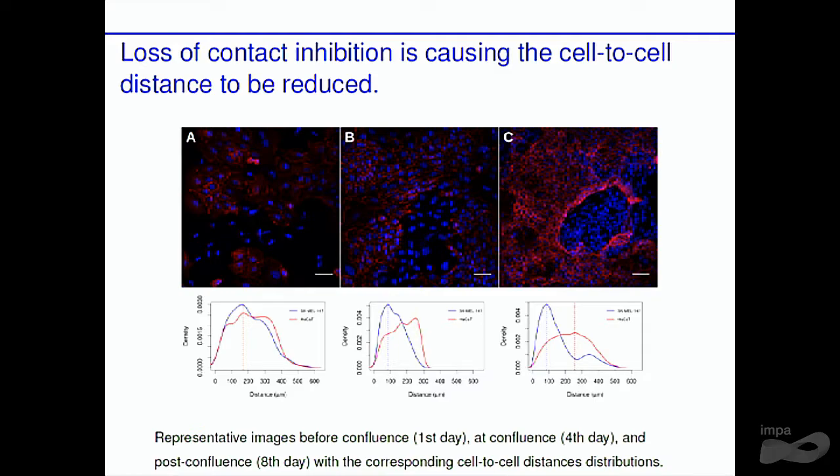However, as time goes, the cancer cells start to get closer to each other, and comparatively the normal cells are further apart. And by the end, when we reach confluence, the cancer cells are typically very close to each other in comparison to normal cells that can be further apart. This region here is going to be explained on the next slide.